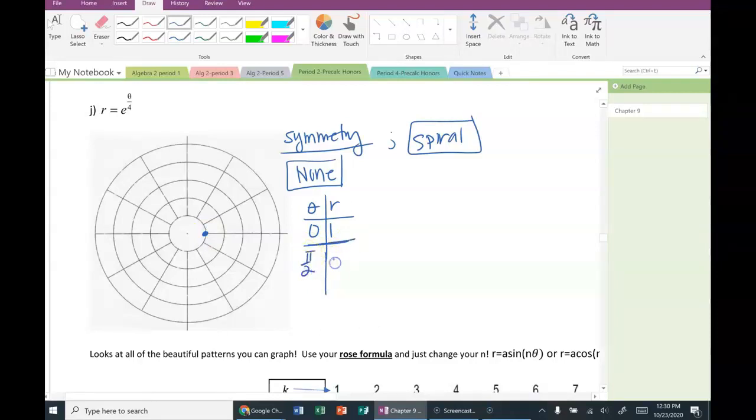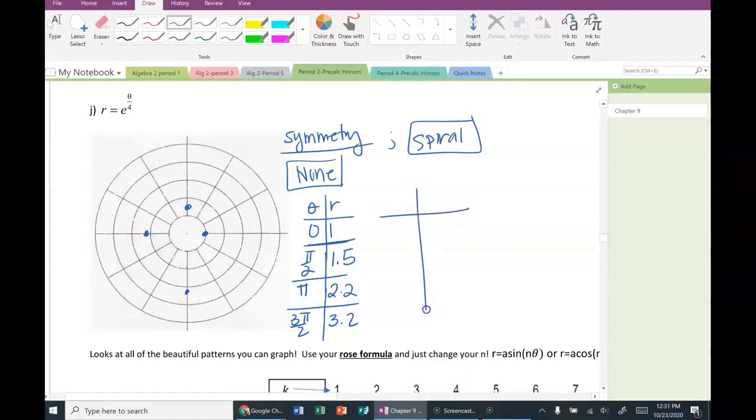At pi over 2, I'm using my calculator here. I'm going to cheat a little bit. e to the pi over 2 divided by 4 is about 1.5. At pi, again, I'm using the calculator. I don't have any magic here. It's about 2.2. And then 3 pi over 2, it's about 3.2. That will give us enough to graph it out. So pi over 2, 1.5; pi, 2.2; 3 pi over 2, 3.2.